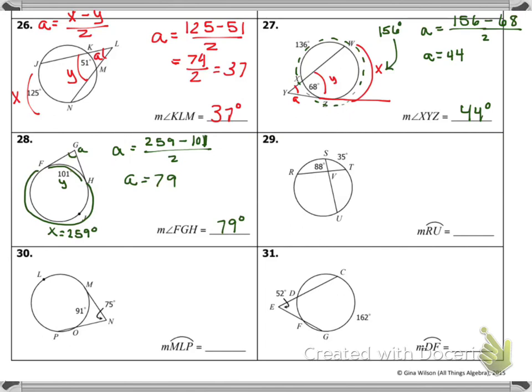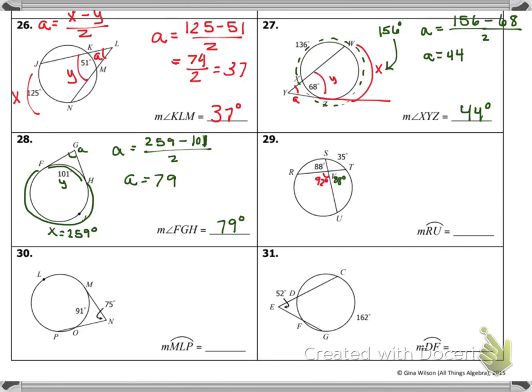Now on this one, we know that 88 is going to be vertical to this angle here. Well, maybe I should read what we're looking for. Okay, we're looking for arc RU. Cool. All right, so if those two are vertical, we also know that this angle and this angle are supplementary. They should add to 180 degrees. So this angle right here is going to be 92 degrees.